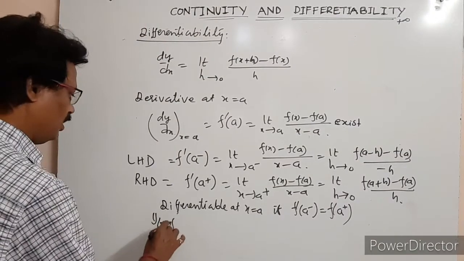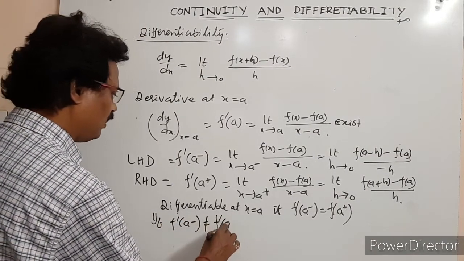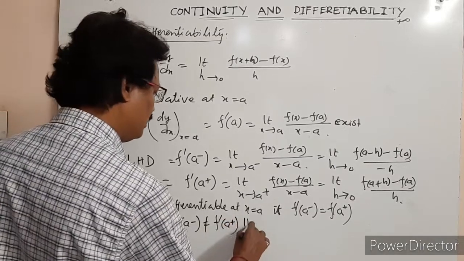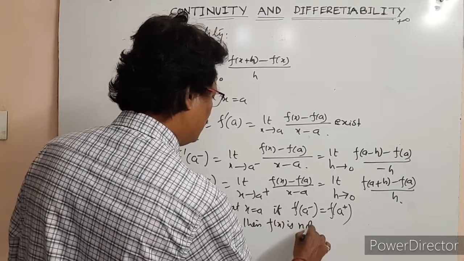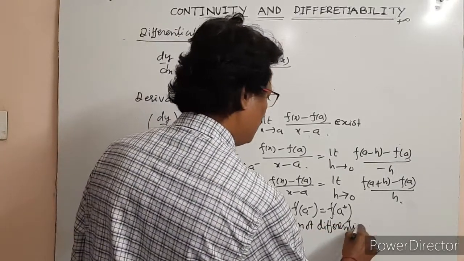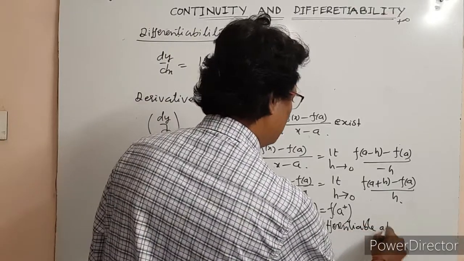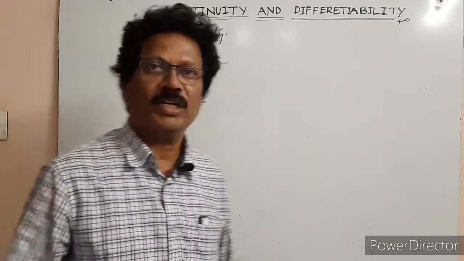If f dash of a minus is not equal to f dash of a plus, then f of x is not differentiable at x equal to a. Okay, see one example on this.